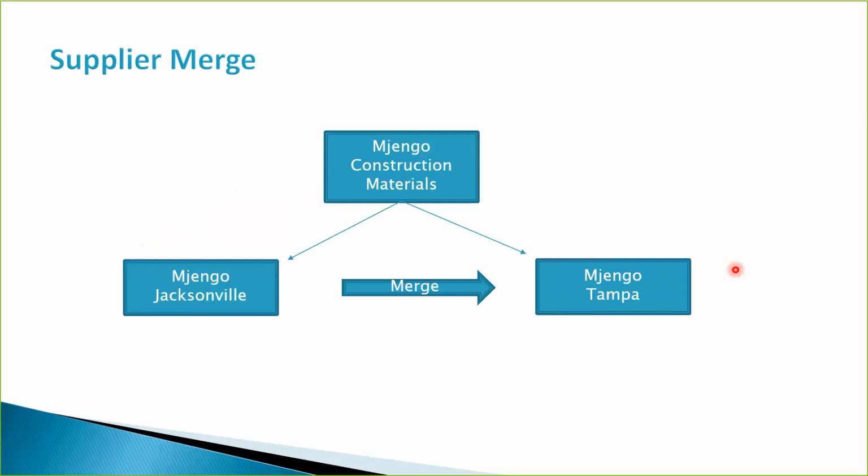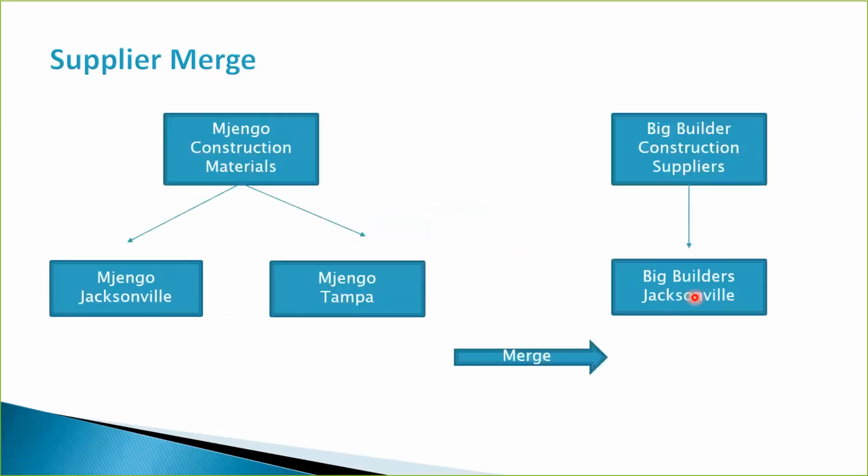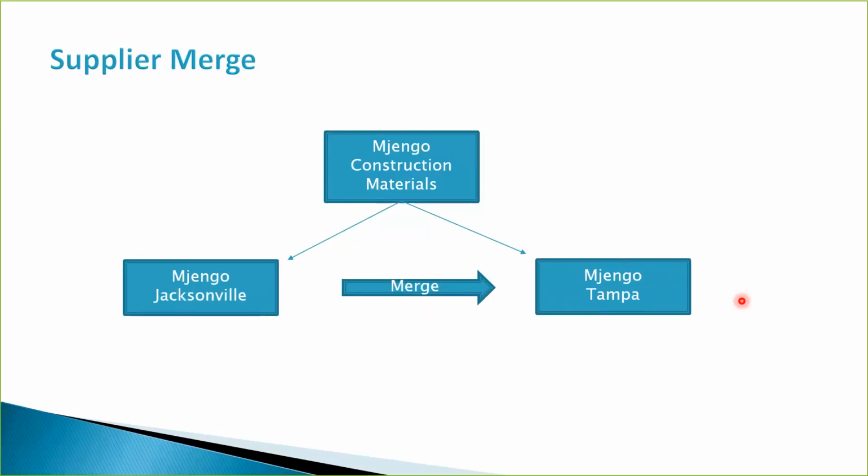So in our current setup, we have this supplier and we have one site, Mjengo Jacksonville. So we can either decide to create a new site under this same supplier, and then merge Jacksonville to the new site, or we can create a completely new supplier. All right, we don't have two sites under Mjengo, so we would just be merging Jacksonville to this new site, okay? So let's go with this scenario.